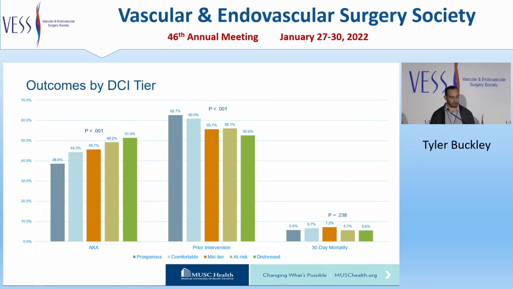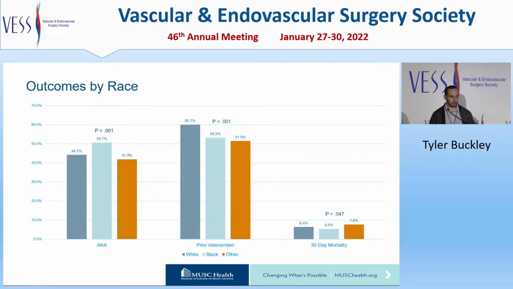When analyzing these outcomes by DCI tier, the AKA rate significantly increases among all five groups, going from the prosperous to distressed tiers, while the prior intervention rate decreases through the prosperous and distressed tiers, with the lowest being the distressed tier. Our 30-day mortality was similar for these groups. When looking at our outcomes by race, we see that our AKA rate was highest among our Black patients, while the prior intervention rate was lowest in our Black and other minority groups. Our 30-day mortality among these groups was statistically significant and different, with the minority group having the highest at 7.8.